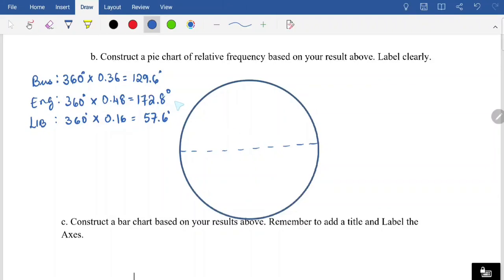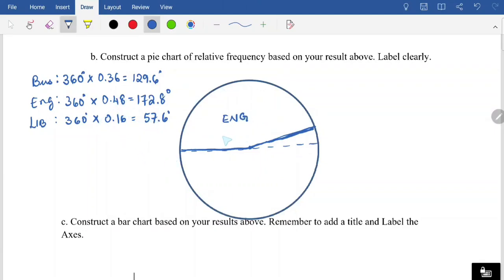172.8 degrees is slightly less than 180 degrees, correct? So I'm going to make this very, very small. If this is the center, just make this. All right, so we'll have this section of the circle representing engineering. That's engineering, which is going to be 48%, right?